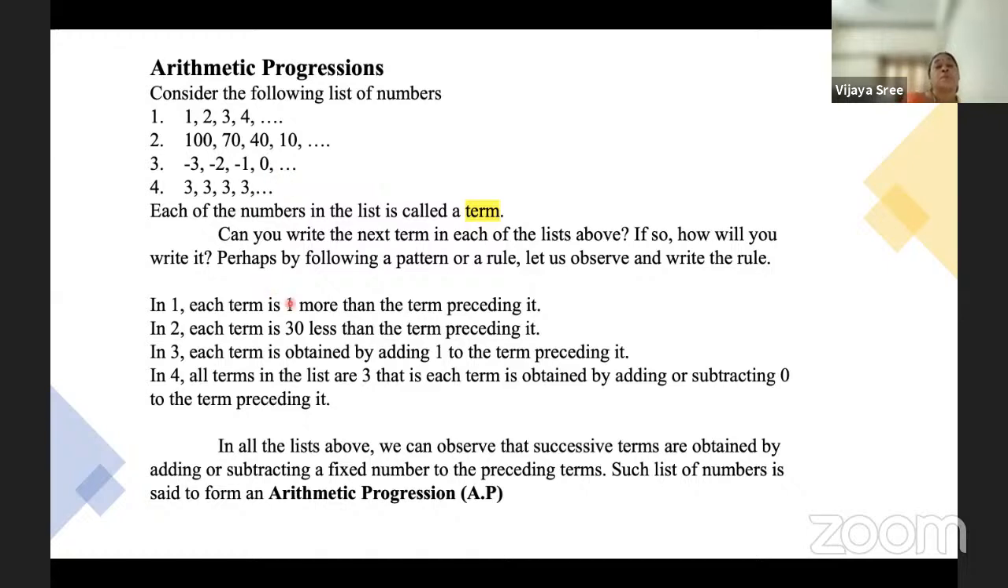In all the lists above, we can observe the successive terms are obtained by adding or subtracting a fixed number to the preceding terms. Such a list of numbers is said to be in the form of an arithmetic progression. Here we are adding 1. Here we are subtracting 30. Here we are adding 1 to the preceding one. Here adding or subtracting 0.